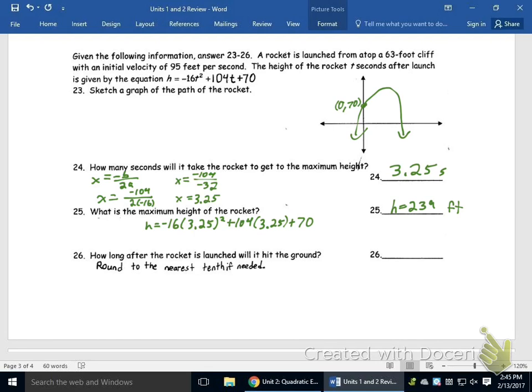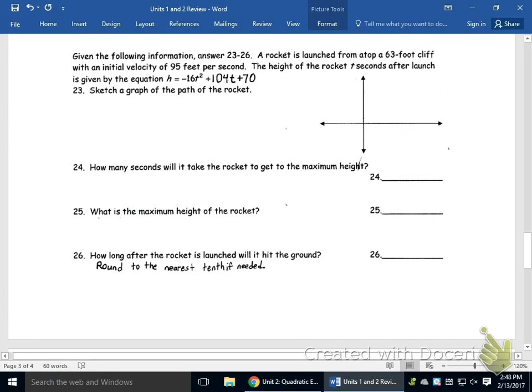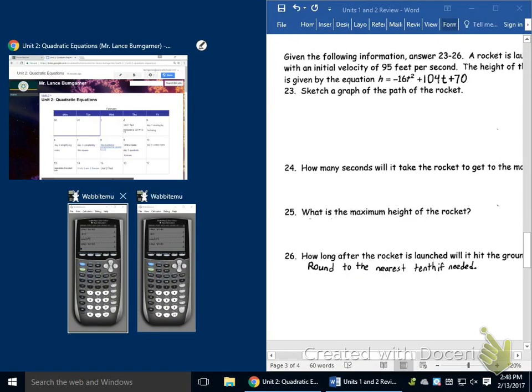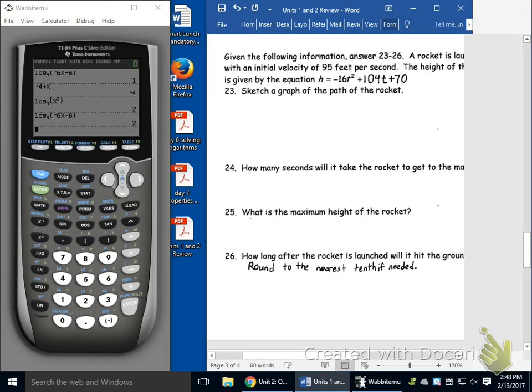Now for the last part, calculating when it's going to hit the ground. Since I'm allowed to round to the nearest tenth here, I'm just going to use a calculator for that. You could use the quadratic formula, but it's a good bit more work than what you really have to do. All right, so going ahead and get my calculator fired up here.